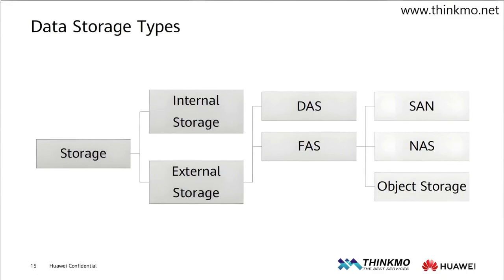Regarding data storage here, we will mainly focus on explaining the following content, which includes SAN, NAS, object storage, as well as direct attached storage and network storage. So that's our basic classification of storage.